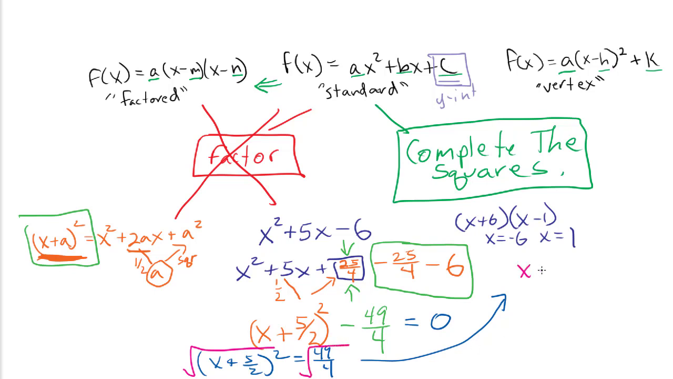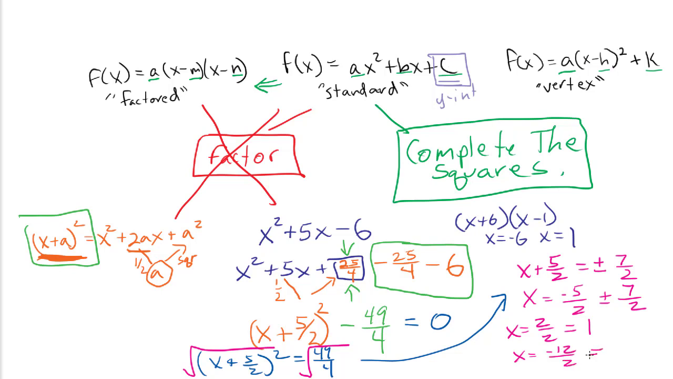That leaves me x plus 5 halves on the left equals, now remember the square root of x squared is the absolute value, so technically I'm going to have on the right side plus or minus solutions of the square root of 49 fourths, which is 7 halves. Now I'll subtract 5 halves from both sides. x equals minus 5 halves plus or minus 7 halves. And that turns out to be x equals minus 5 halves plus 7 halves is 2 halves, or 1. Minus 5 halves minus 7 halves, my other solution, is x equals minus 12 halves, which is negative 6.